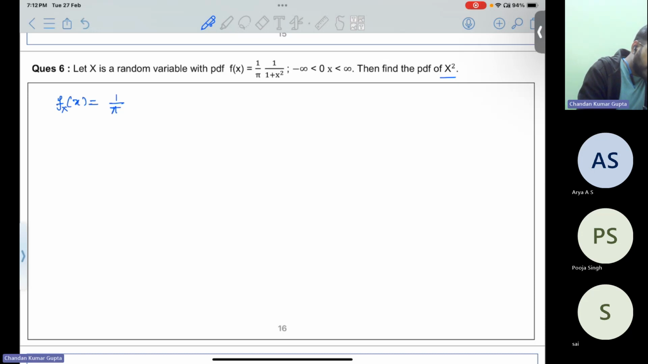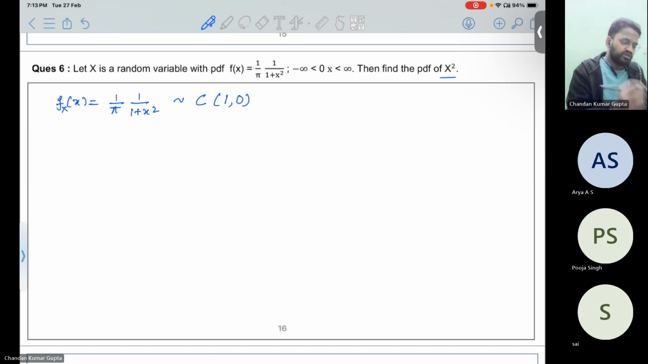1 upon pi into 1 upon 1 plus x square. This is a standard Cauchy distribution. It is a Cauchy distribution with parameters 1 and 0. Now we need to calculate Y equal to X square.